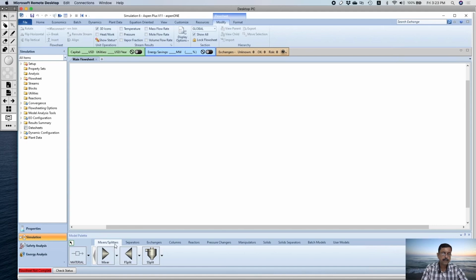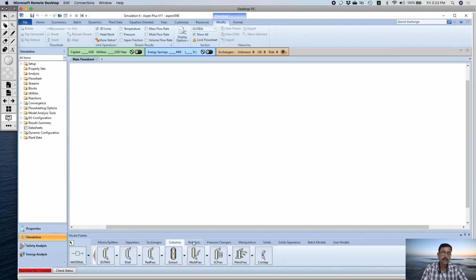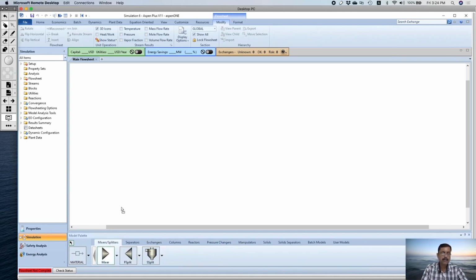Here you have the models of mixer, models of separator, models of heat exchanger, column, reactor, pressure changer, and so on. So what you can do, if you want a mixer, you can simply drag this over here. If you need a heater, just go to the exchanger, bring it over here.